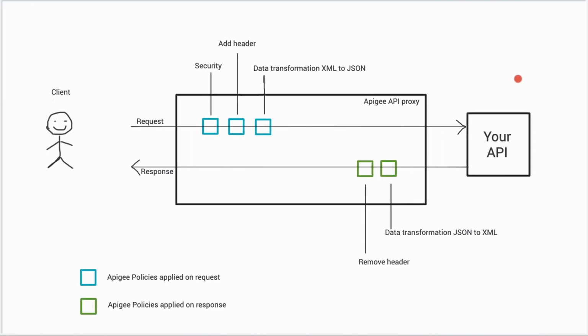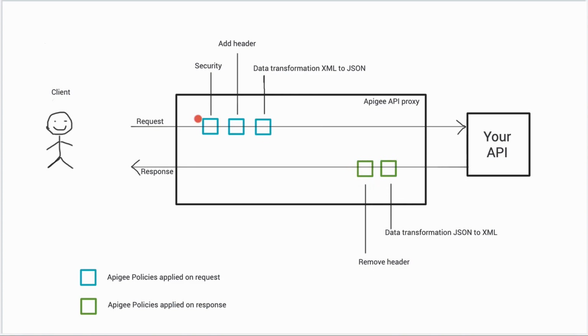So here, this is our API, this is our client, and the request is going via the Apigee API proxy. Over here, if you remember the previous example, we wanted to do the security, we wanted to add a header, we wanted to convert the XML data to JSON. So all these things can be accomplished by using Apigee policies. So Apigee policies are small logic units that can be applied on the request flow, and also we can apply the Apigee policies on the response flow.